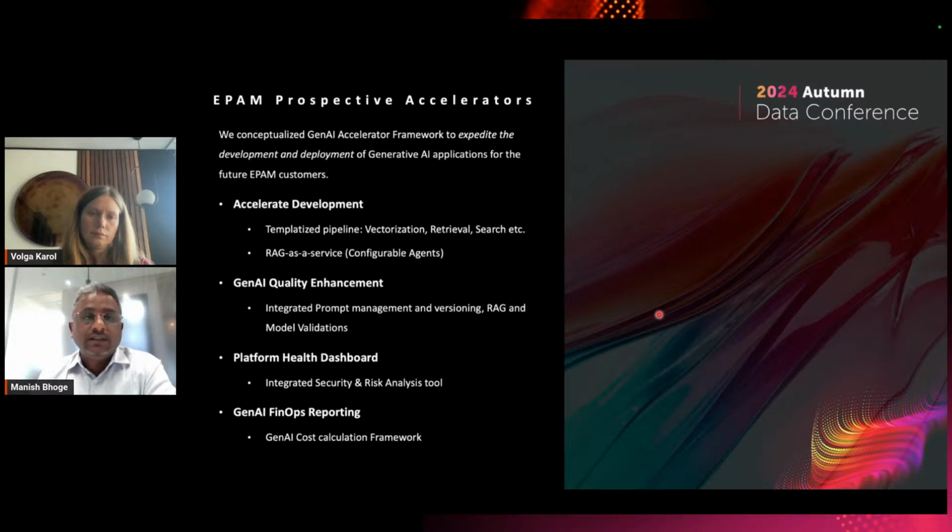So all in all, these accelerators will eventually help EPAM to serve their other customers if we develop and design it in the right way, right? So that's all, Olga. Now I think I'm done with all the technical part of this implementation.